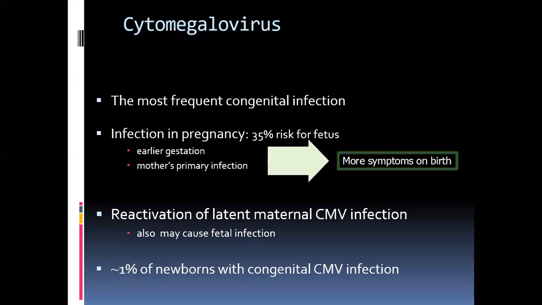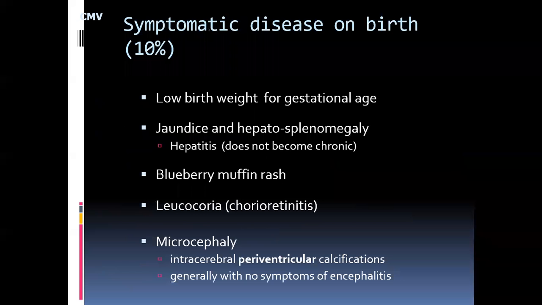This infection occurs in early gestation, and there can be changes in earlier gestation. The mother's primary infection can also occur, and it can have more symptoms. There can also be reactivation of a latent maternal infection. Cytomegalovirus infection can lead to disease in about 35% of the cases.